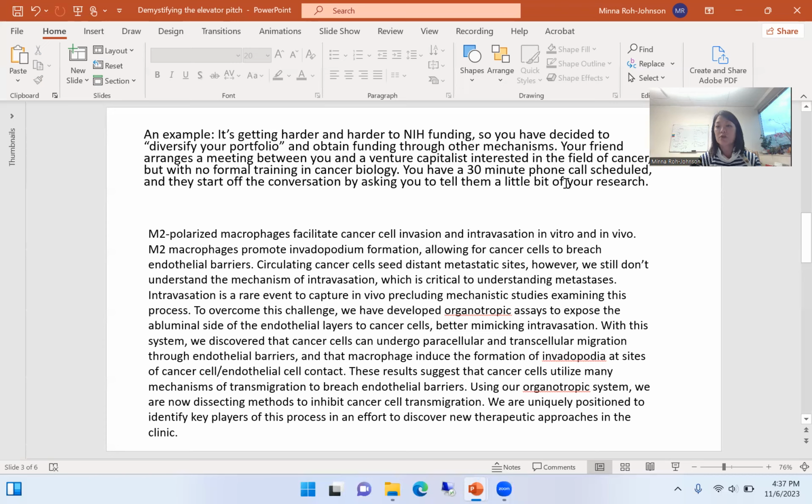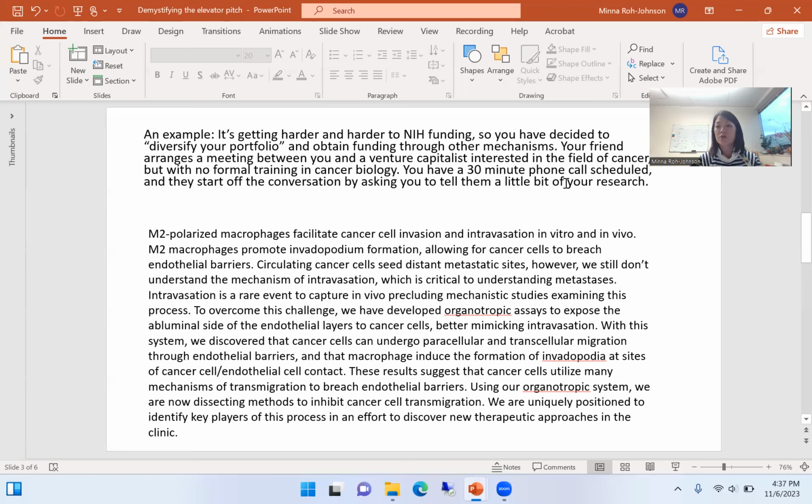Okay, so I'm going to go over this. Here is the format of the pitch, and I'll go over the elevator pitch as we go through each step of the format. First, outline the big picture phenomenon. M2 polarized macrophages facilitate cancer cell invasion and intravasation in vitro and in vivo. M2 macrophages promote invadopodium formation, allowing cancer cells to breach endothelial barriers. Circulating cancer cells seed distant metastatic sites. However, we still don't understand the mechanism of intravasation, which is critical to understanding metastases.